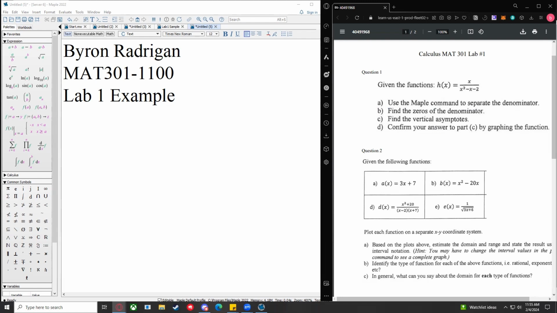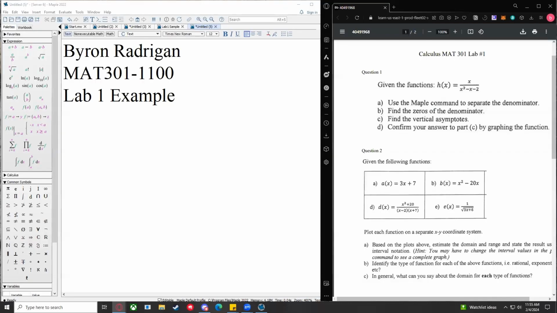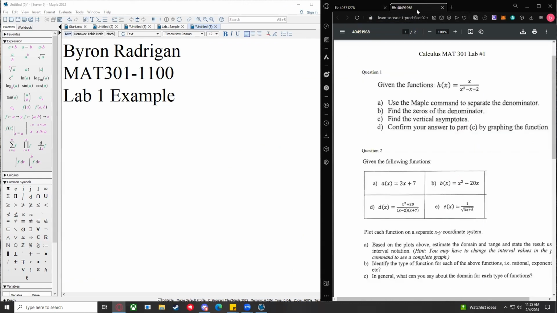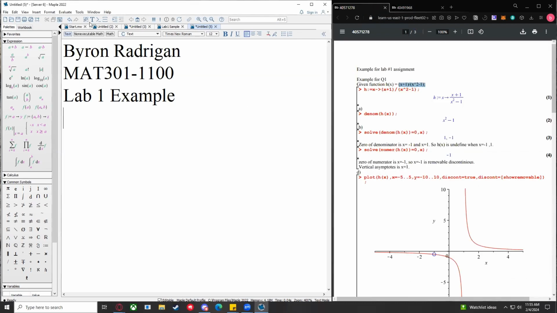Let me get my actual equation because my equation is different. Mine is up here. So for mine, I got a different problem. It's x plus 1 divided by x squared minus 1. So you see that this one's a little different. So question 1. You can always write number 1. You don't have to write question 1. However you want to write this.